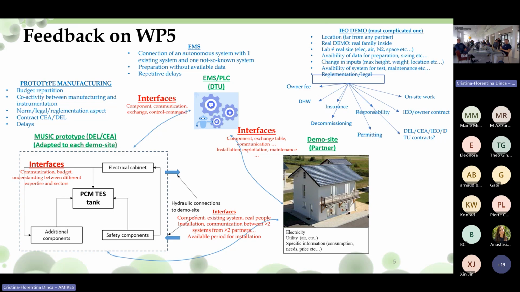And you have a lot of regulation and a lot of legal aspects. You need an owner fee or a contract. You have all the regulation linked with domestic hot water, the insurance, the responsibility, who is responsible for what in case of anything, the permitting, who is doing the on-site work, what kind of contract we need between Delaunay, CA, IO, DTU, what should be the commissioning. We never think about the commissioning, but these people will receive a prototype, and this prototype should be decommissioned. So considering all these elements, it's really complicated.